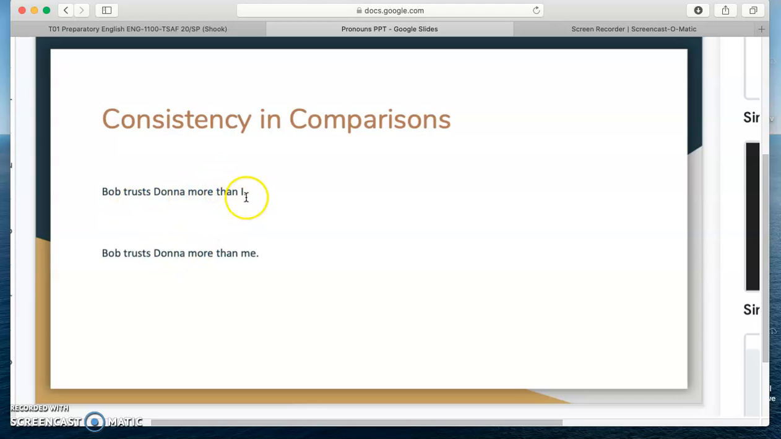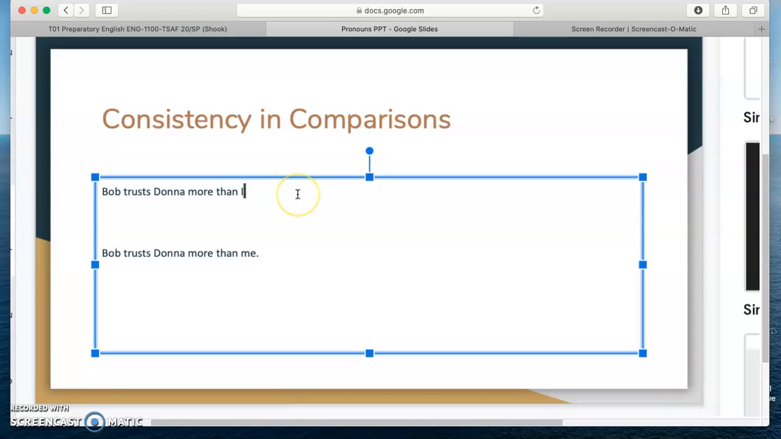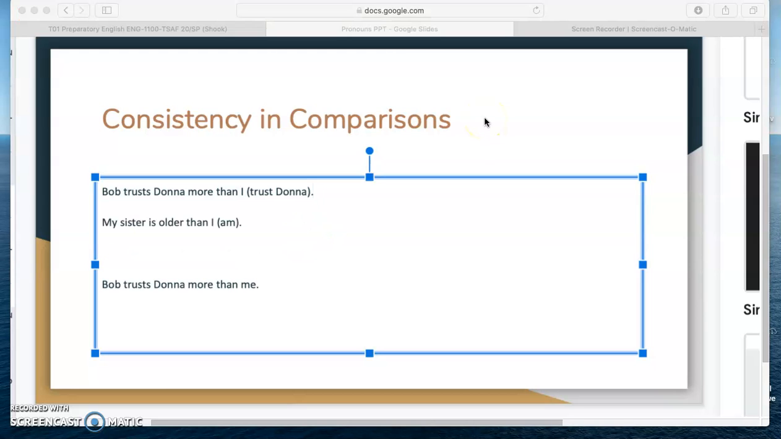For instance, there's an implied I trust Donna in this sentence. If we're trying to say that Bob trusts Donna more than I trust Donna, then it would be Bob trusts Donna more than I. It all goes back to implication.